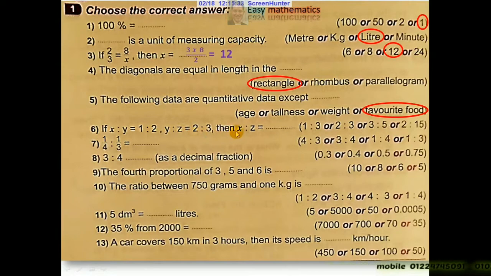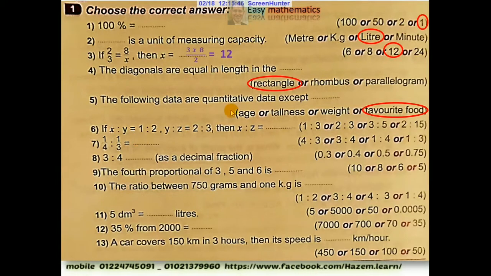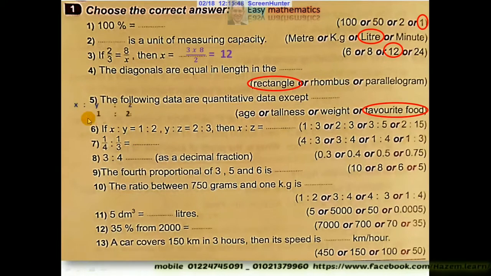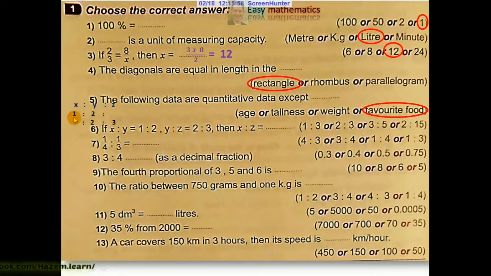Number 6. If x to y equals 1 to 2 and y to z equals 2 to 3, then he asked me to find the ratio between x to z. If we have two ratios here and a repeated term, we have learned it before with Mr. Hazem, this is called combining ratio. How to solve that? We must write x to y to z, and don't forget to write y in the middle because it will be the repeated term. And write the ratio under x, it will be 1, y it will be 2.